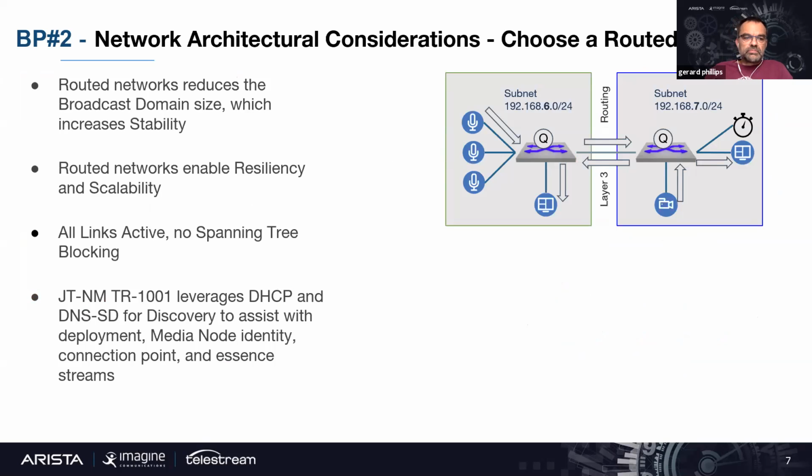So best practice number 2, choose a routed network. I talked about physical resilience. Now let's cover a little bit about architectural resilience. We're building high bandwidth networks carrying enormous amounts of multicast. Andy talked about how we really are pushing switching infrastructure to the limits.